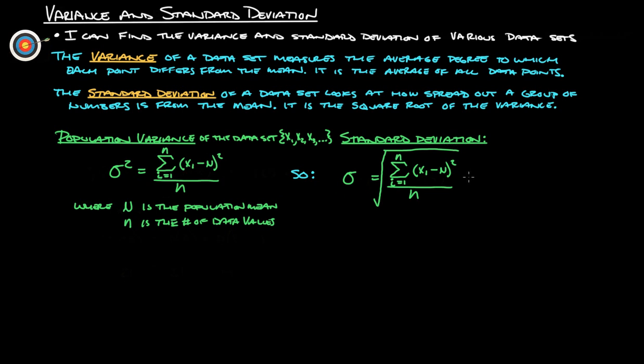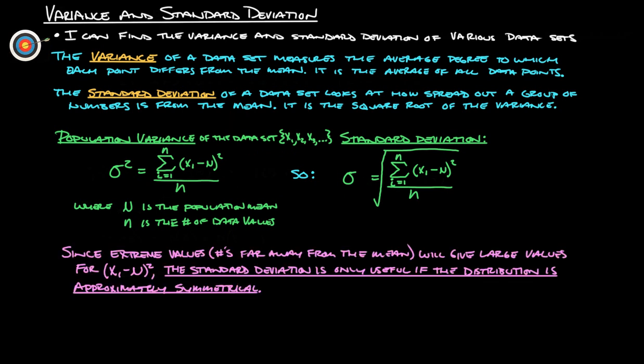So it's just a little bit different way to measure some of the data. Okay. Now, since extreme values, numbers that are far away from the mean, will give large values for this value here, the standard deviation is only useful if the distribution is approximately symmetrical. So as long as the data isn't all skewed to one side or the other, then standard deviation should be okay. All the stuff that we're going to look at is going to be okay to use for standard deviation.